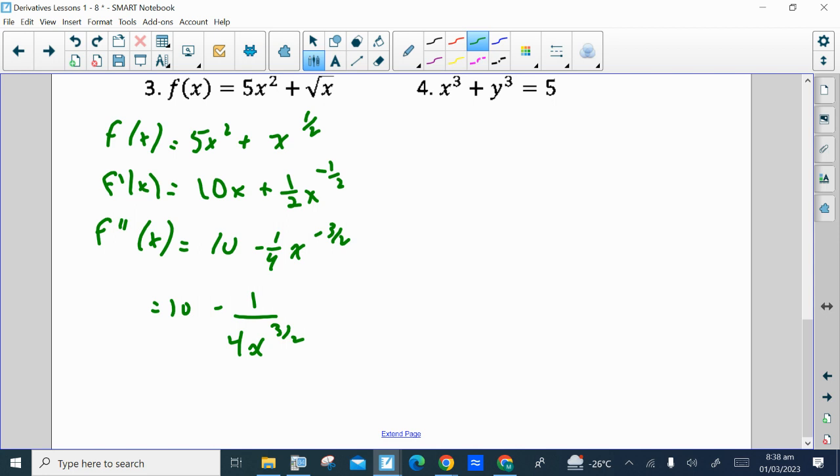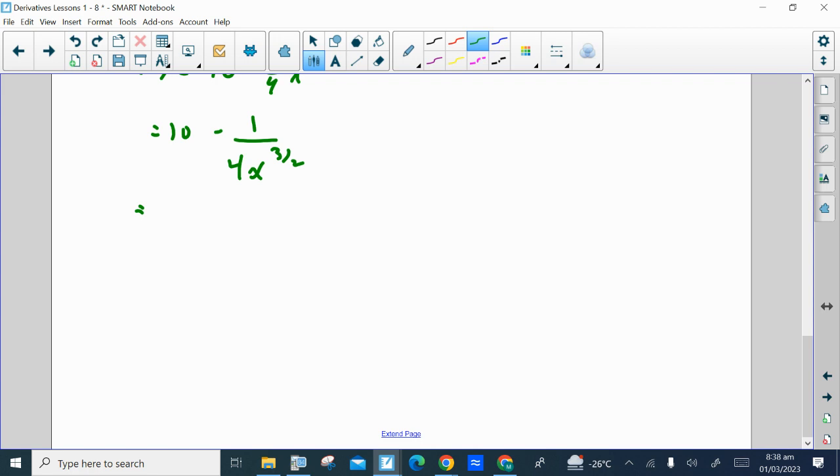And you could get a common denominator there of 4x to the power 3/2. Notice no brackets here, because the 3/2 only applies to the x, not the 4. This first term would have to multiply by 4x to the power 3/2 because its denominator is currently 1. So that'll give us 40x to the 3/2 on top, take away 1. And you could do one more step if you wanted to.